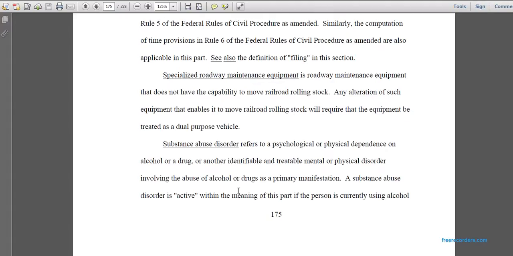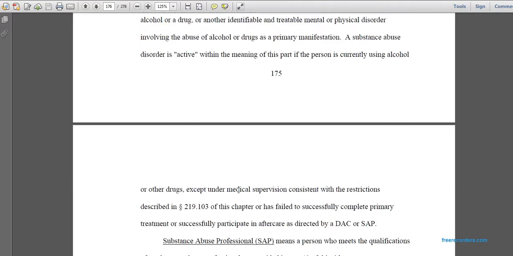Substance abuse disorder refers to a psychological or physical dependence on alcohol or drugs, or another identifiable and treatable mental or physical disorder involving the abuse of alcohol or drugs. Active means the person is currently using alcohol or other drugs, except under medical supervision consistent with the restrictions described in 219.103 of this chapter, or has not fully and successfully completed primary-stage treatment and successfully participated in aftercare directed by a drug and alcohol counselor or the substance abuse professional.